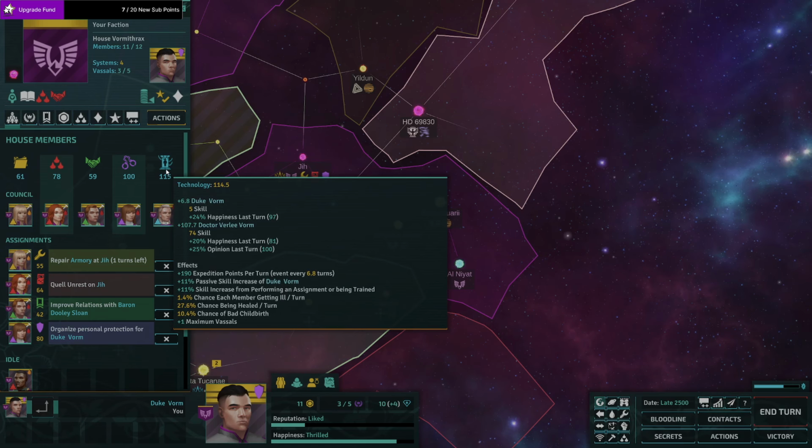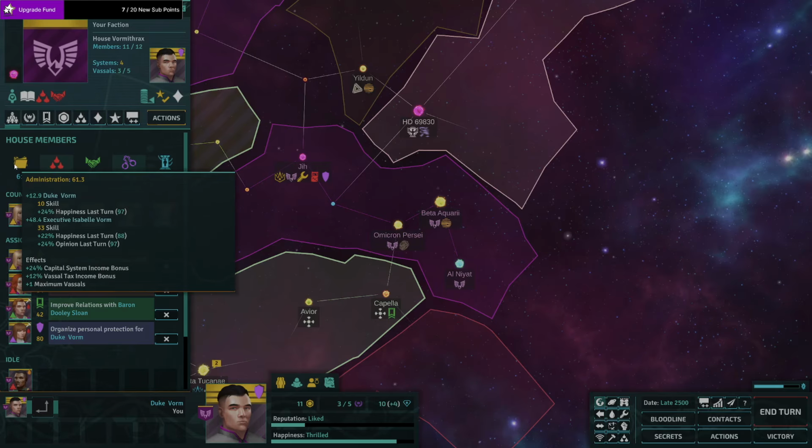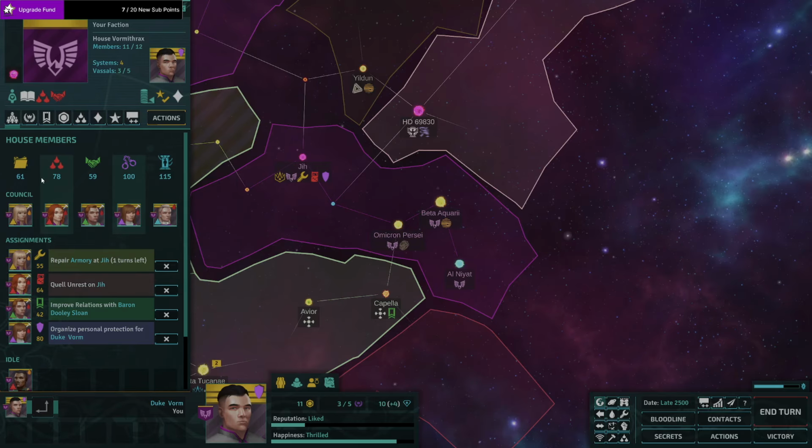11% passive skill increase for Duke Vorm. 11% skill increase from performing an assignment or being trained. 1.4% chance each member getting ill per turn, chance of being healed per turn, chance of bad childbirth. Basically, it helps and or limits all of the health-related stuff. It increases the maximum vassals you can have. Tons of stuff. It controls so much stuff. So this one, diplomacy and I think admin feel the most effective. But, you know, I'm sure the others are super important situationally.